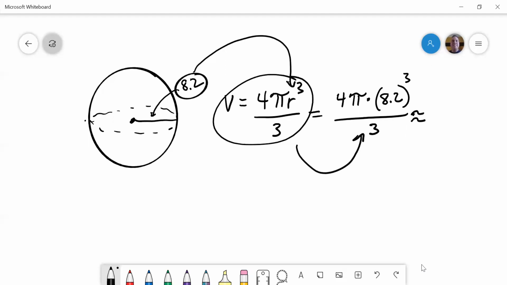All right, so let's use our calculator, grab it. I like to do 8.2 cubed first and kind of get that over with, and then we can multiply it by 4, then multiply it by pi, and then divide it by 3. So let's do 8.2 cubed. However you're going to do that, you guys should be getting 551.368. Let's multiply it by 4.